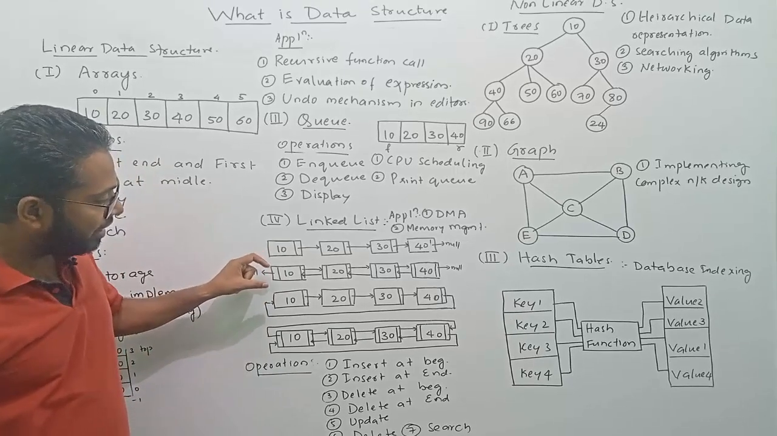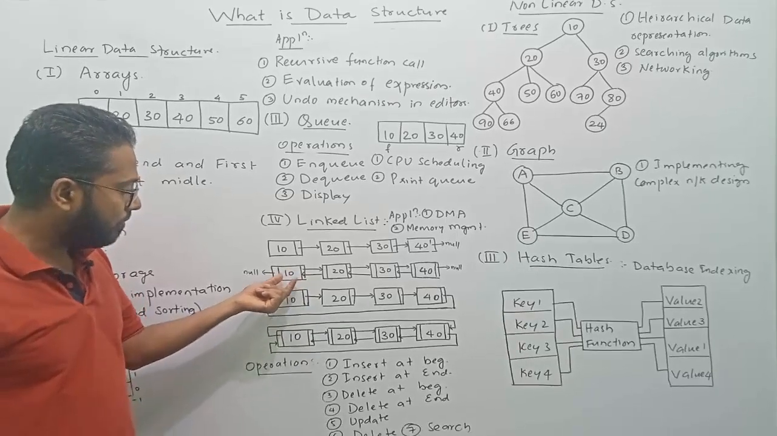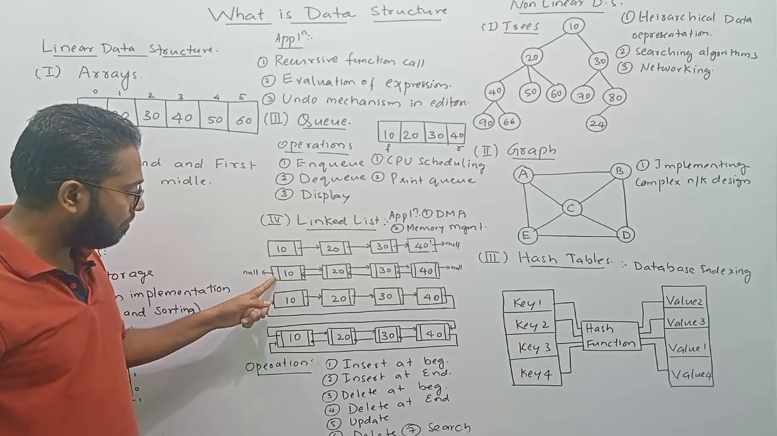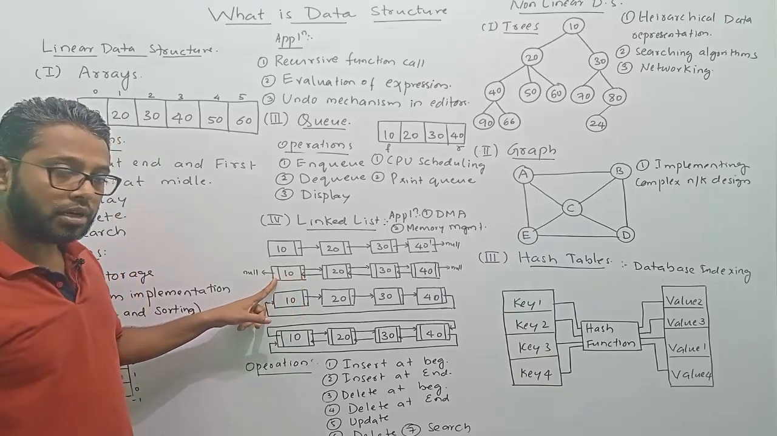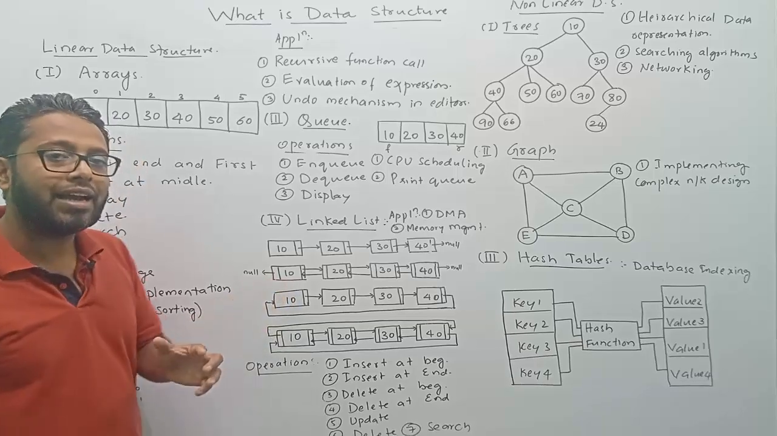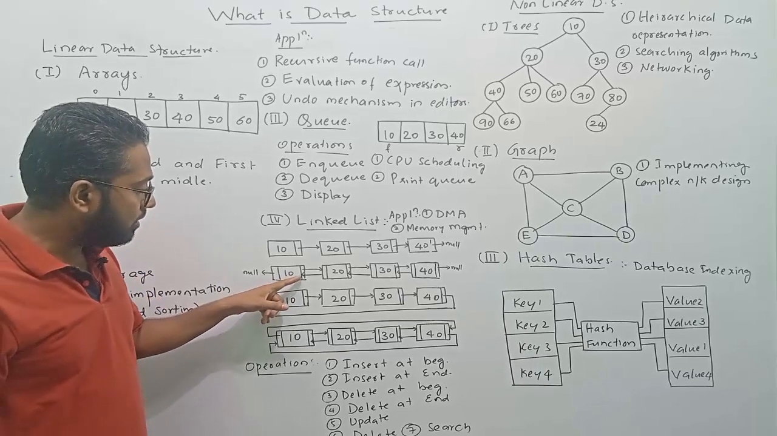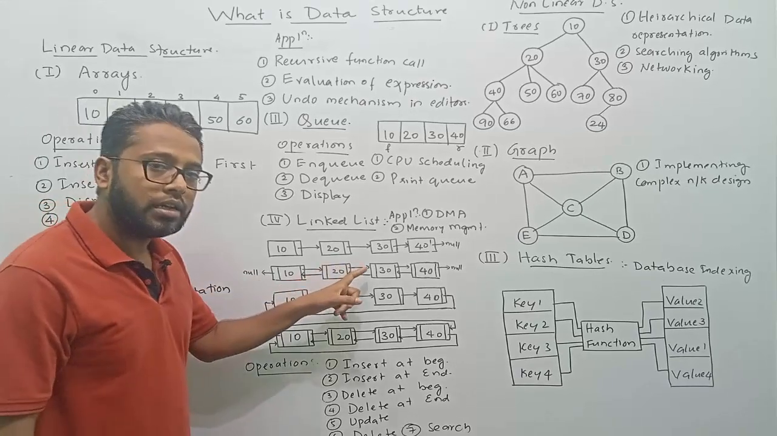So each and every node of a doubly linked list is made up of three parts. First one is the data part, then the left part and right part, or the previous part and next part. So the previous part of every node will contain the address of the previous node, and the next part of every node will contain the address of the next node.